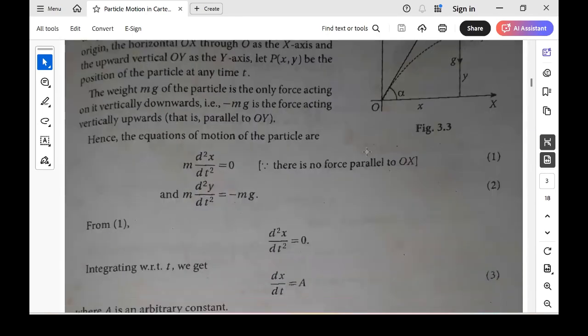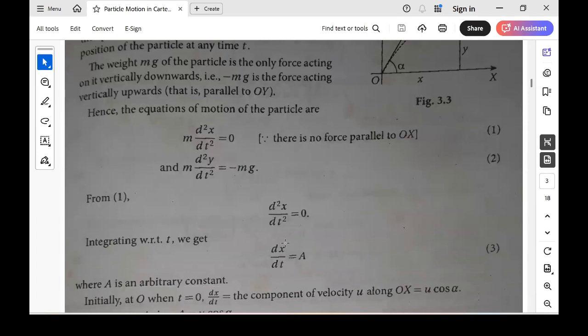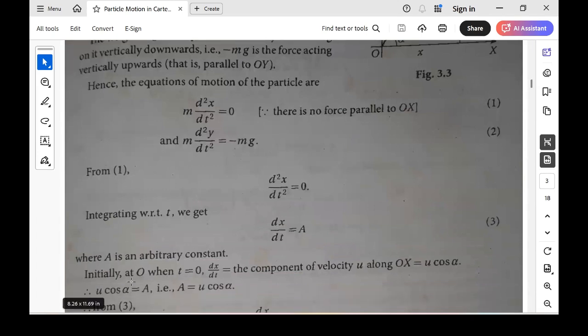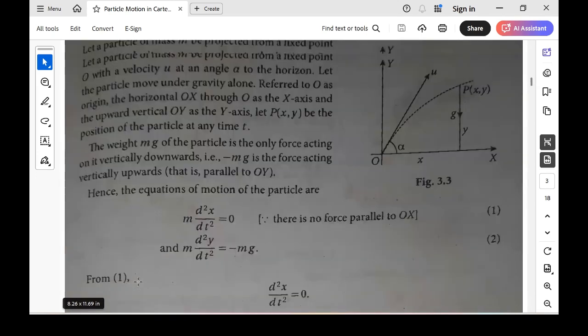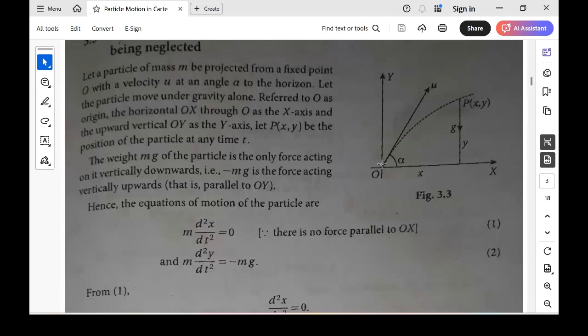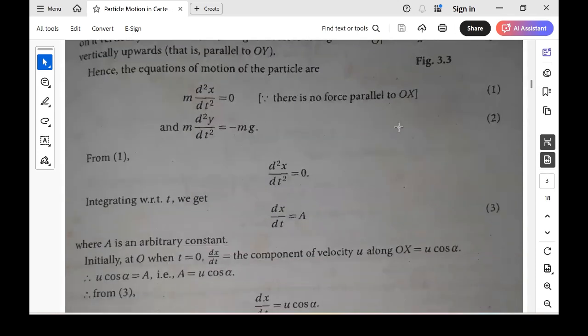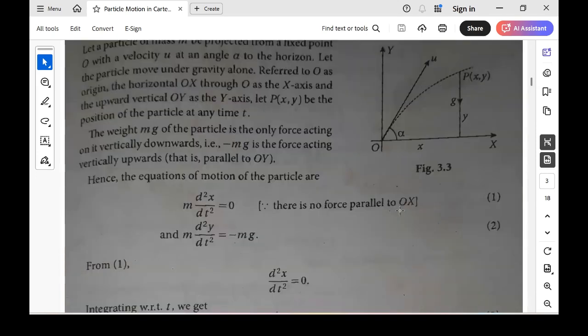So as I said, these are the equations of motion. From the first one, easily you can find out dx dt. Now see the initial condition. Initially means when you projected it, that means at the point O, as per our assumption. You projected it with a velocity u, at an angle alpha with the horizontal. So the component of velocity will be what? You can easily break down this u as u cos alpha and u sin alpha.